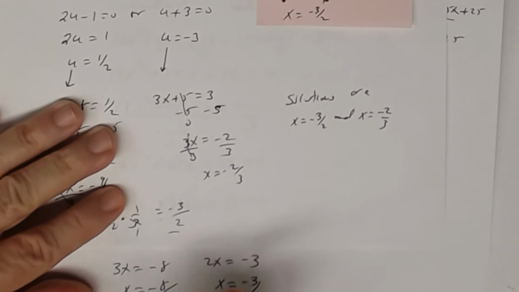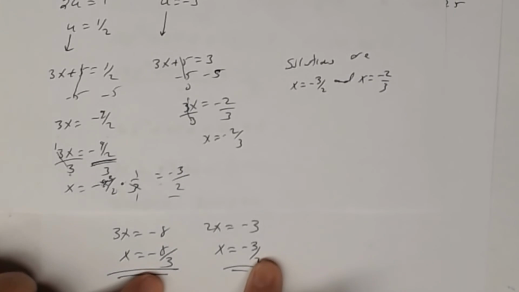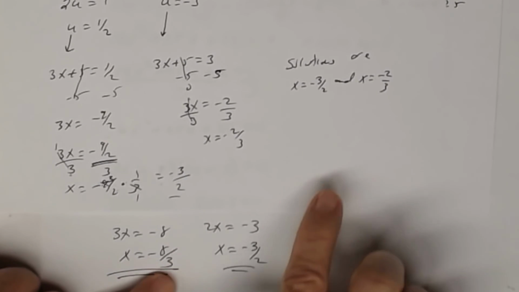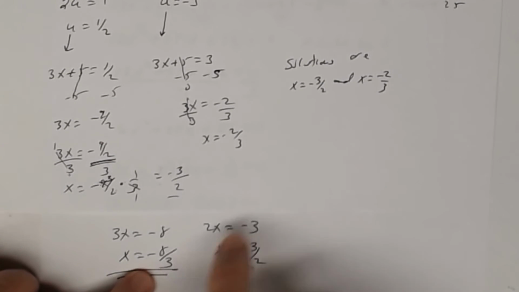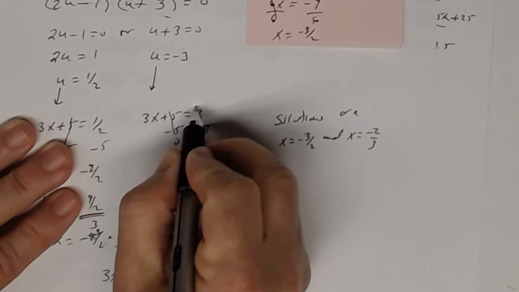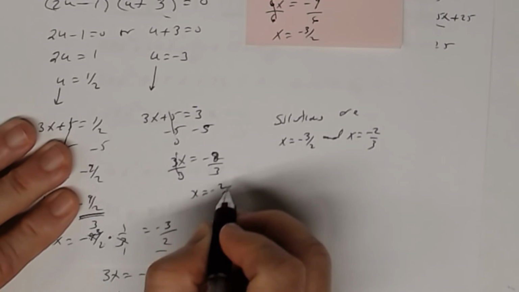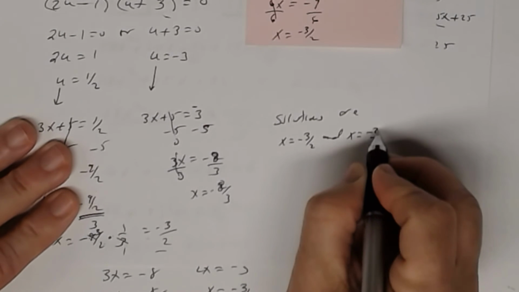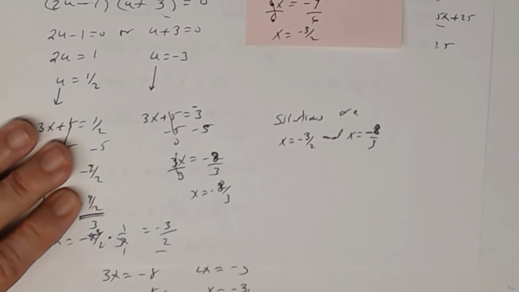So I knew I made a mistake originally because those two right here are not the same. I have negative 8 thirds, negative 3 halves, but I don't have the negative 8 thirds here. So I made a mistake there. So look, this should be negative. So negative 3 and negative 5 is a negative 8, right? So I get negative 8 thirds. So that should be a negative 8 thirds right here.